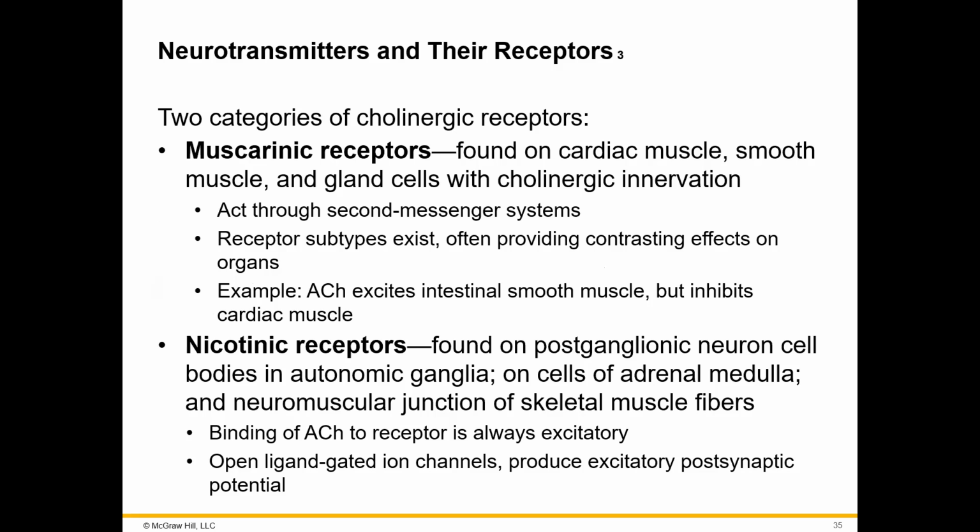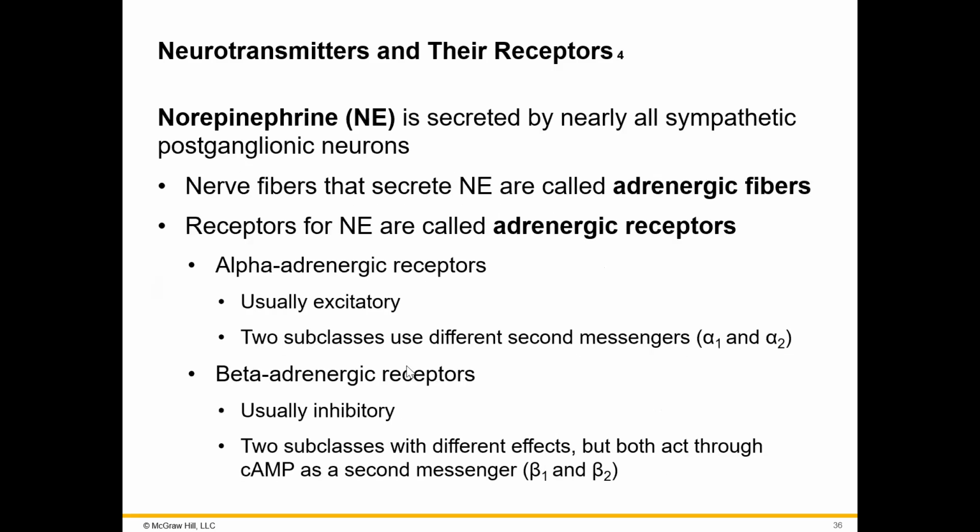The receptors of acetylcholine on cardiac muscle and smooth muscle are known as muscarinic because they were found on a mushroom, the muscarinic mushroom. While nicotinic receptors are found on the postganglionic neuron cell bodies in the autonomic ganglia, on the cells of the adrenal medulla, and at the neuromuscular junction of the skeletal muscle fibers.